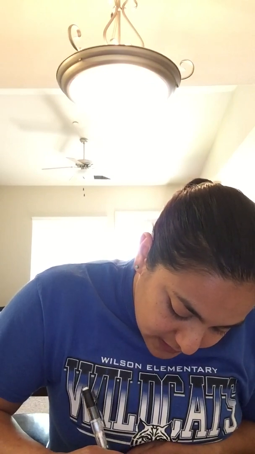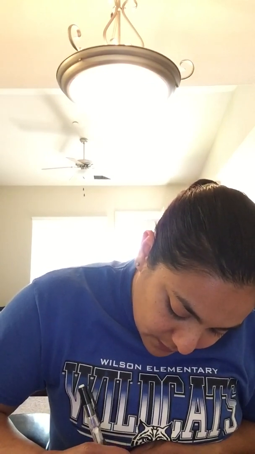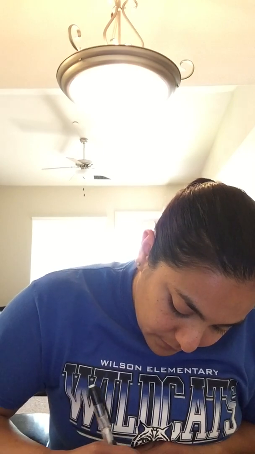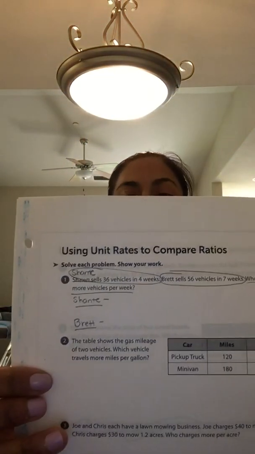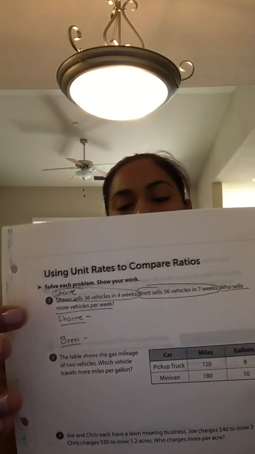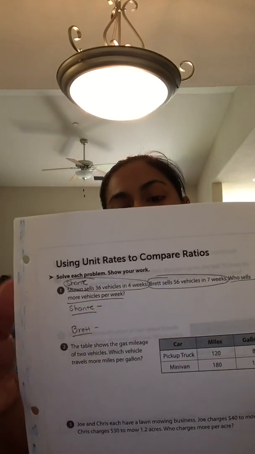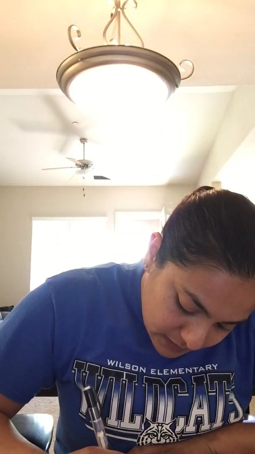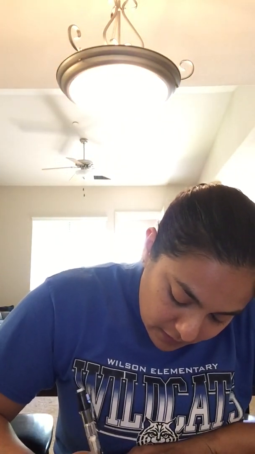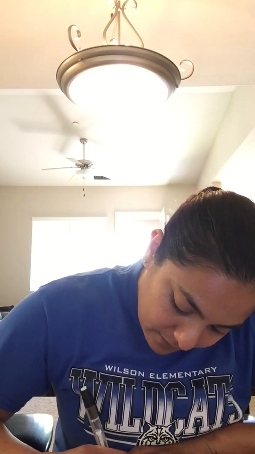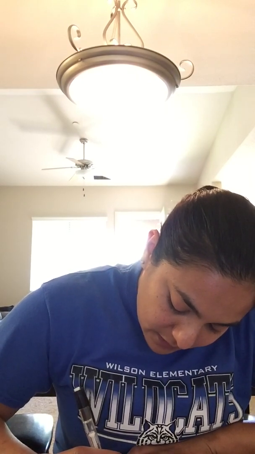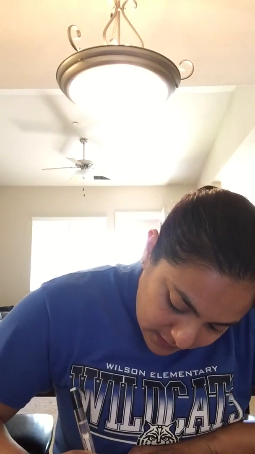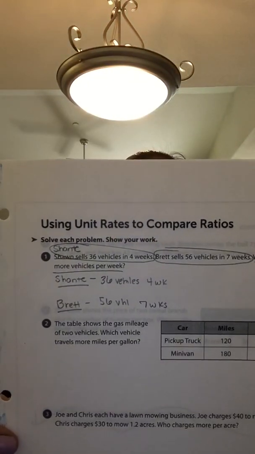I'm going to write Shanti down, and then I'm going to write Brett down. Now I'm going to write what I already know about them: 36 vehicles over 4 weeks, and 56 vehicles in 7 weeks. This is just me taking notes down so I know what I'm working with.